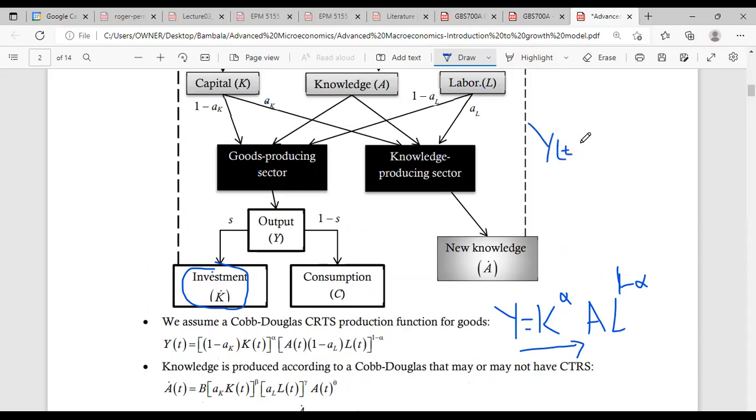We're showing with time Y of t, then we've got capital, it's also moving with time. Then we've got knowledge, it's also moving with time. We've got labor, it's also moving with time. So everything is now moving with time. And since everything is now moving with time, we're going to use the basic macroeconomics that we already did.